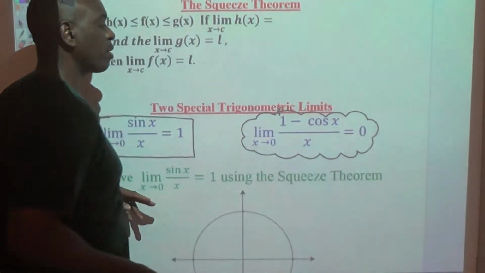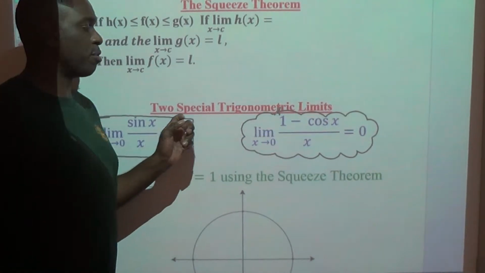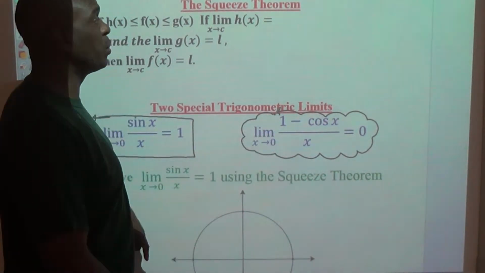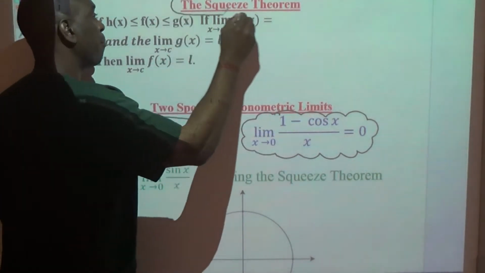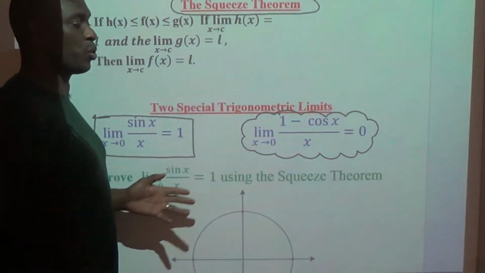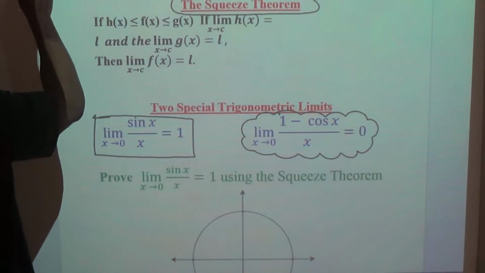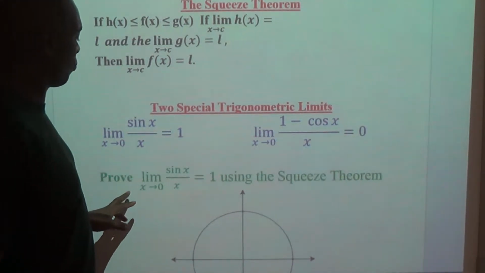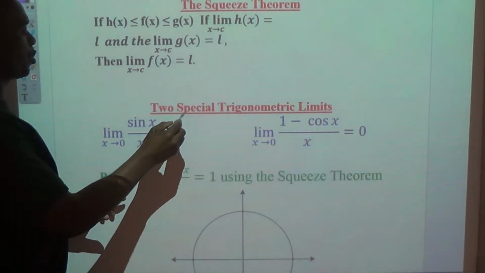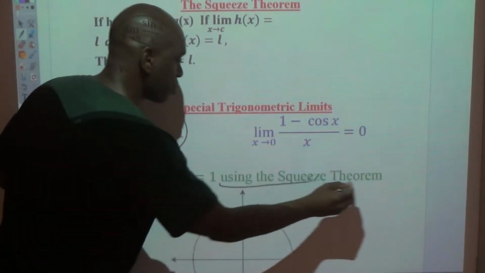These two special trig limits can be proved by using something called the squeeze theorem, which we'll talk about and discuss more in class. We're going to do this proof right here in class using the squeeze theorem.